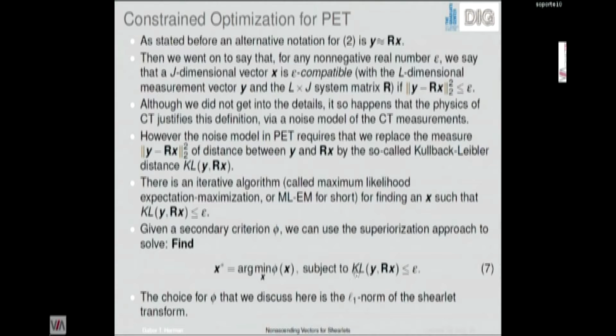But there is an alternate distance measure, much beloved by statisticians, the Kullback-Leibler distance. And instead of having the two norm squared be less than or equal to epsilon, I want to have the Kullback-Leibler distance between the measurement and Rx to be less than or equal to epsilon. So this comes from the physics of emission tomography as opposed to CT. And phi is the secondary criterion. So what if we choose phi to be the L1 norm of the Shearlet transform?